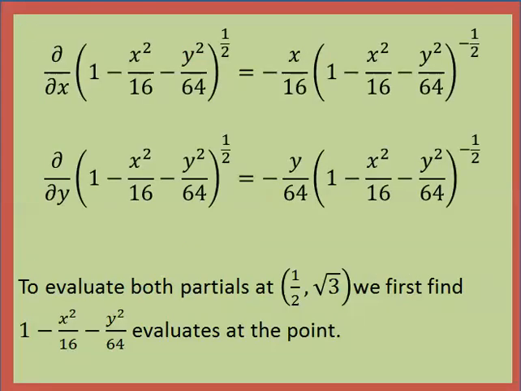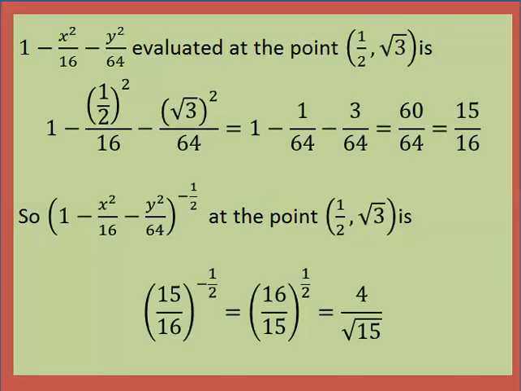And this is what I get. We next need to evaluate both partials at the given point. I'm going to take this one piece at a time. You can do the whole thing and then follow along, or you can just do it one piece at a time with me. So just take that one expression and evaluate it at the point. After I evaluate the expression at the point, I get 15 over 16. Now that expression has to be raised to the negative 1/2 power. And so I just flip it and then take the square root of the top and the bottom.